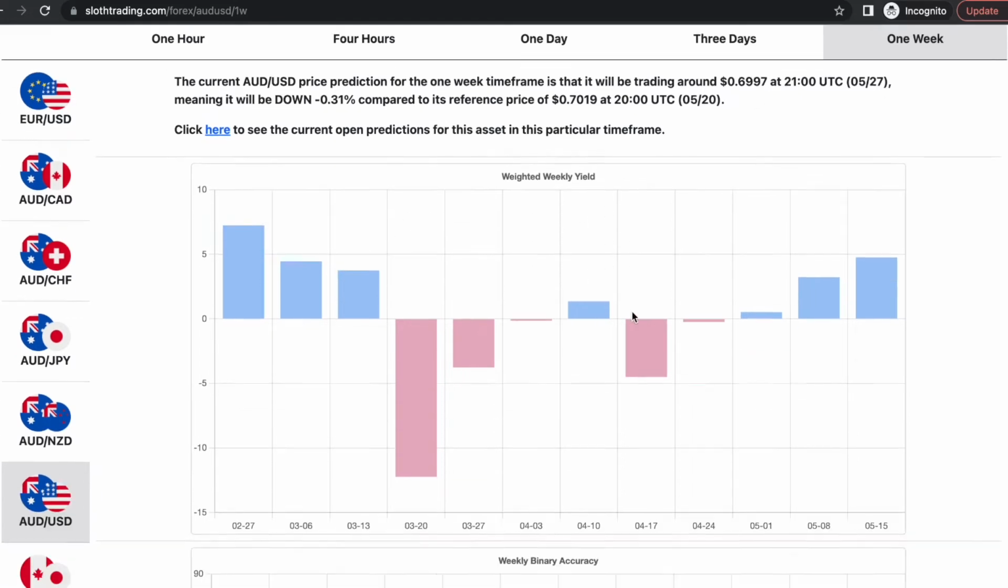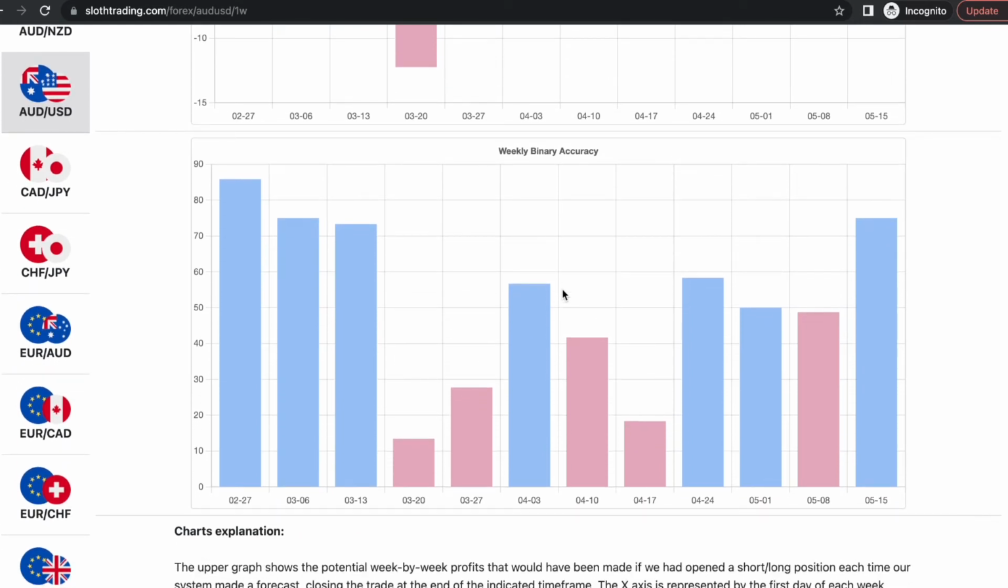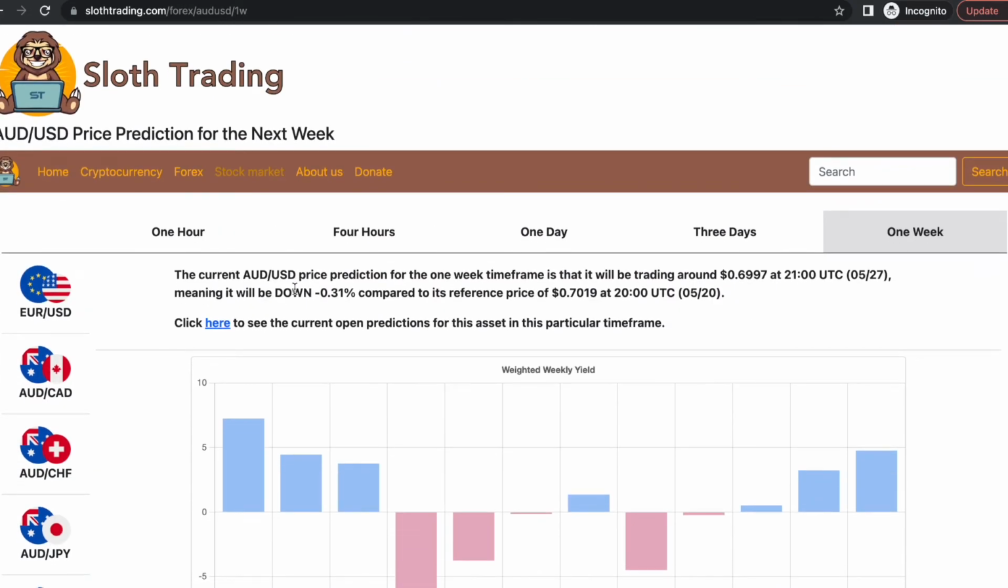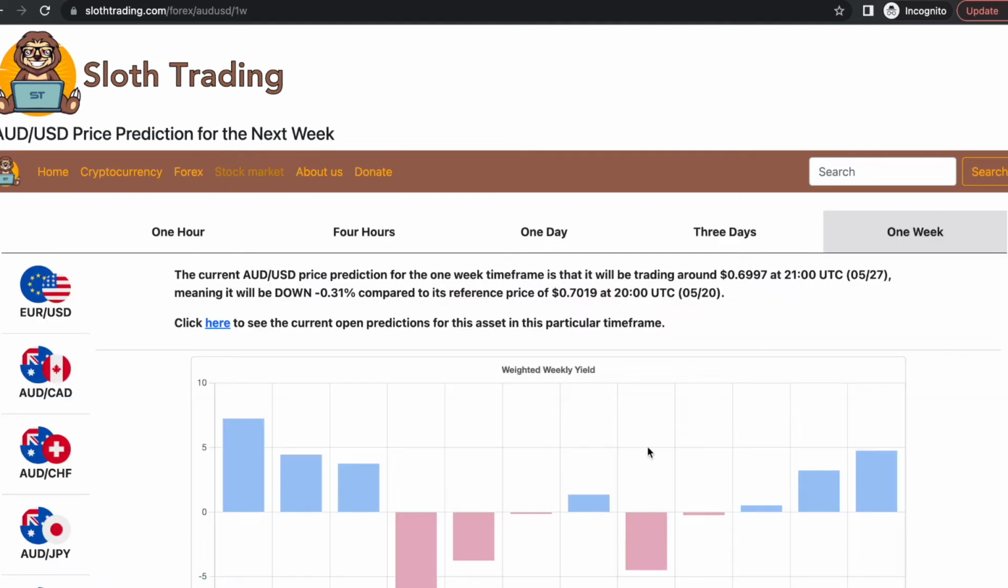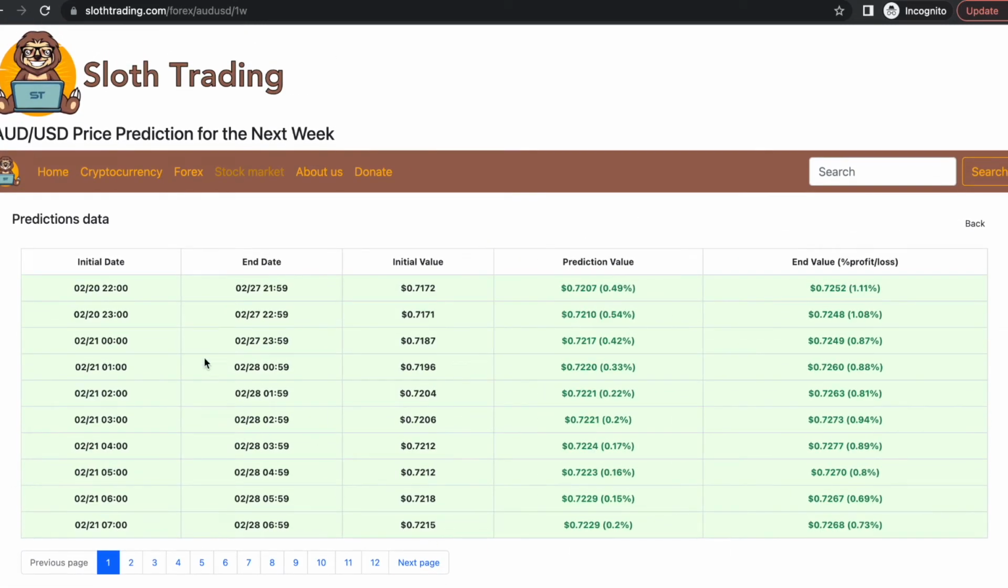You can see the yield, and also the chart below, which we call a binary accuracy chart. Every hour we make a prediction. If the system predicts that the price is going to go up and the price does go up, we count that as a hit. If we miss and the price goes down, then we weren't right there. So the accuracy varies depending on the week. You can click to see the current open predictions, and you can click on any bar to see the predictions for that specific week.